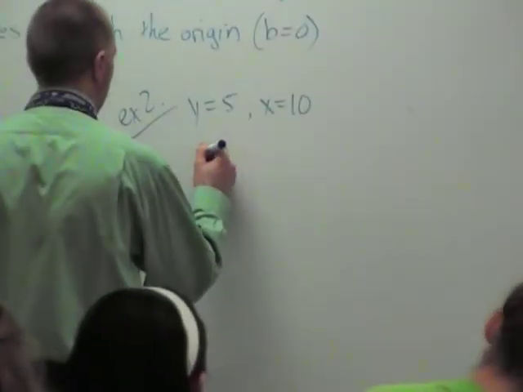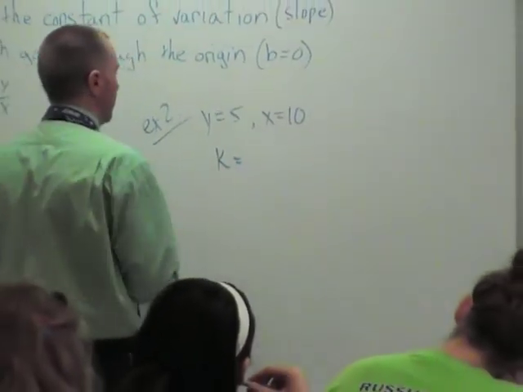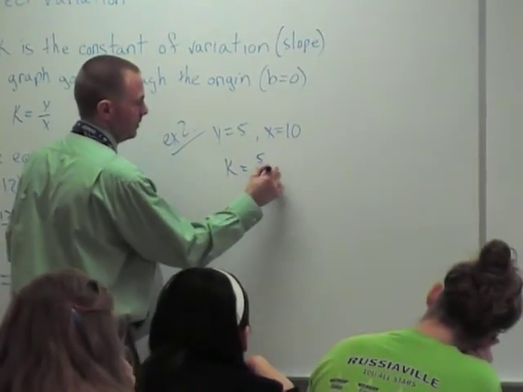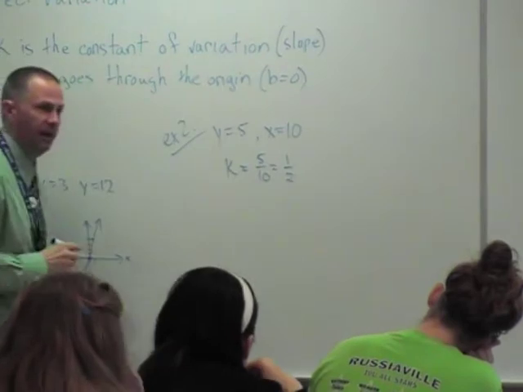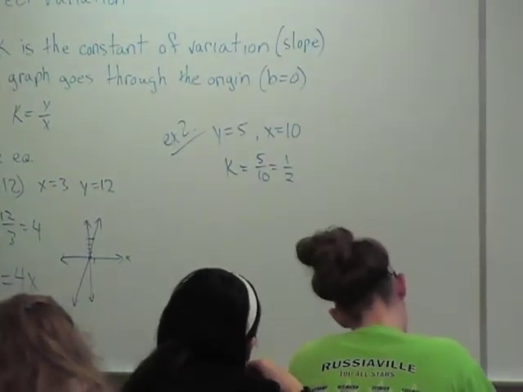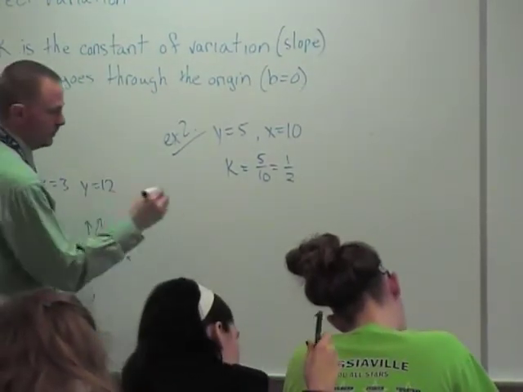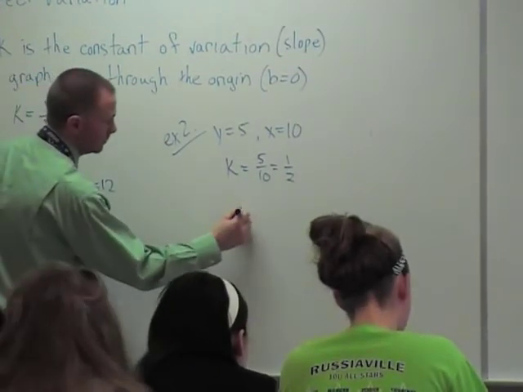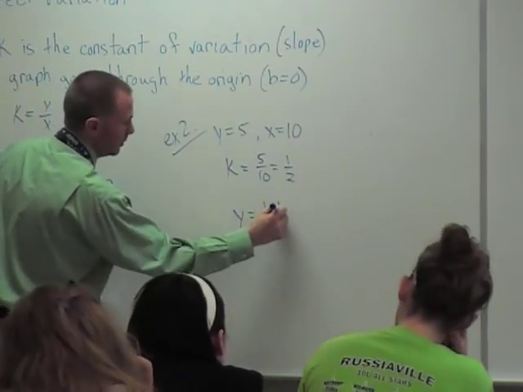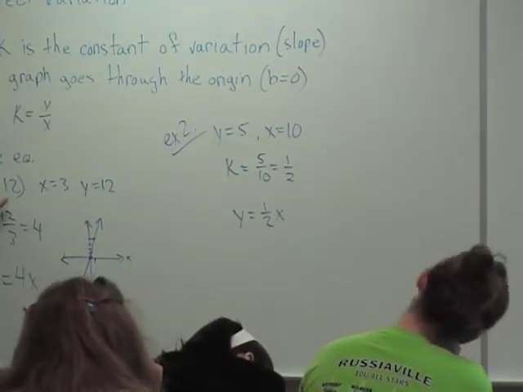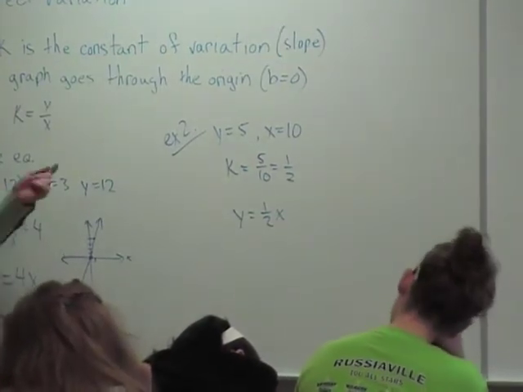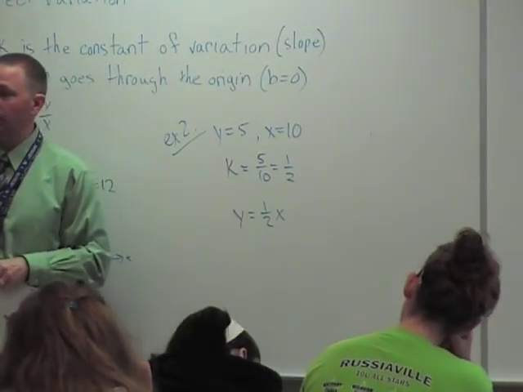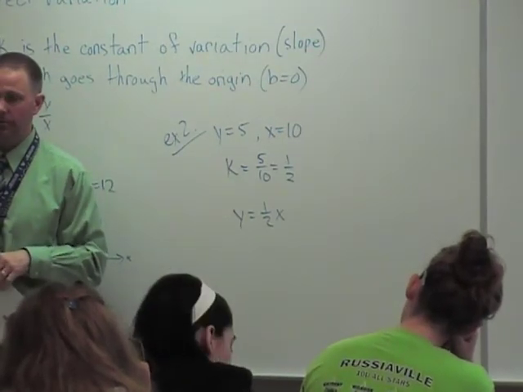Okay, so k in this example is y over x, or 5 over 10, which is 1/2. So y equals 1/2 x. All right. So either given it as a coordinate, or just written as what y and x equal, you ought to be able to tell me what the direct variation formula is. Okay?